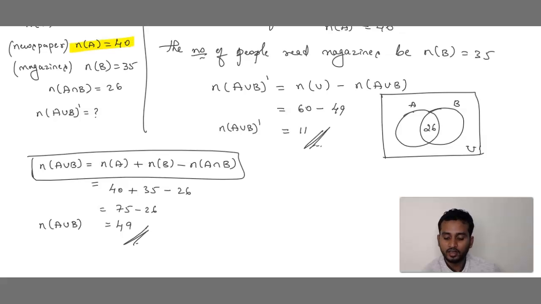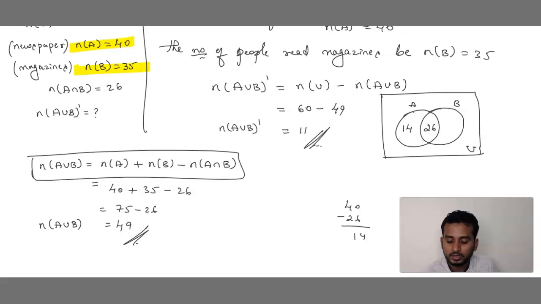How much is set A? n of A is 40. Already 26 is there. If you subtract 26 from 40, how much is left out? 40 minus 26, that is 14. So the answer is 14. 14 plus 26 will make 40. Total A is 40. Already we have 26, so how much do we have to add to make 40? 14.